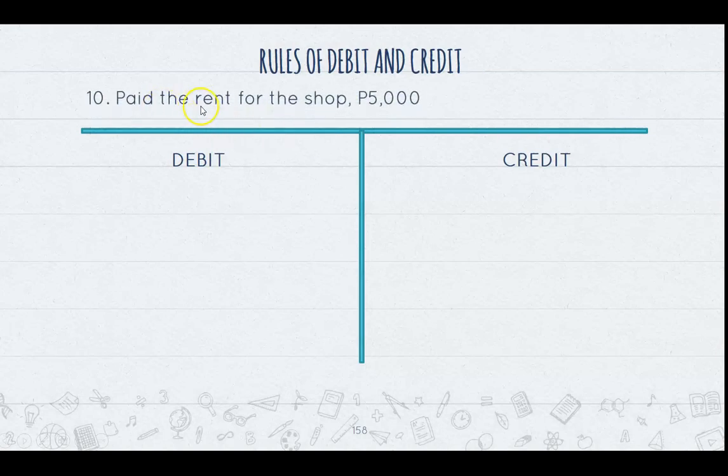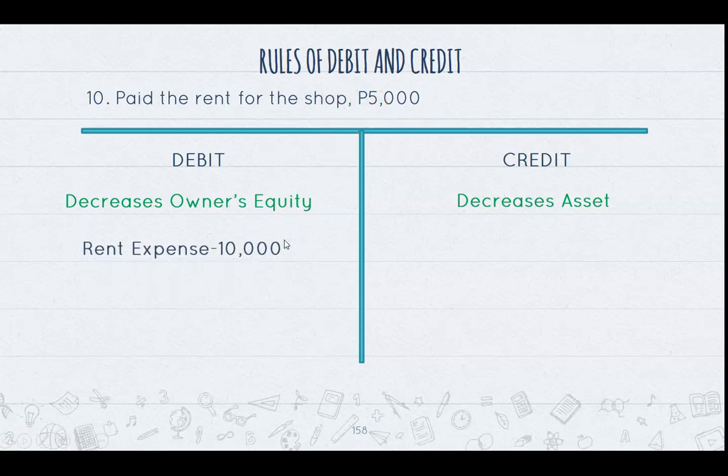Okay, number 10, pay the rent for the shop, which is 5,000 pesos. Okay, decreases owner's equity and decreases asset. Let us check kung bakit. So, ayan, meron ulit paid. Anong binayaran natin? Rent for the shop, amounting to 5,000 pesos. Okay, debit, rent, expense. Again, yung expense ay decreases of owner's equity, and always remember na lahat ng accounting title na may expense or lahat ng expense account ay always debit.